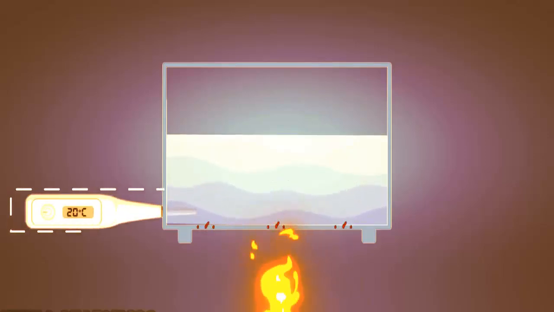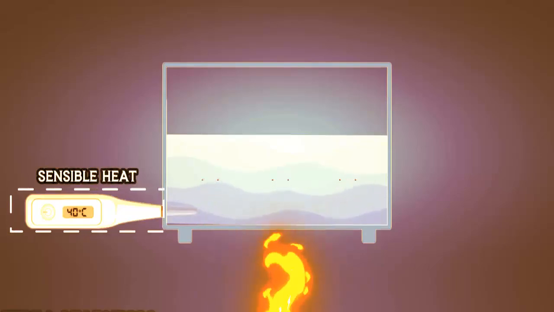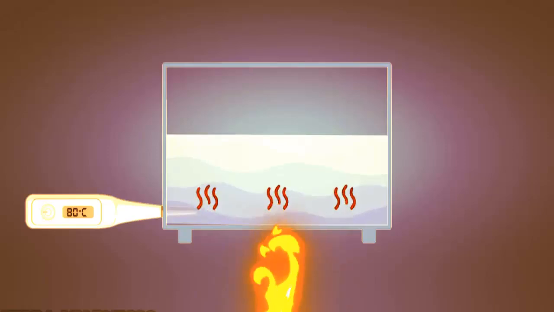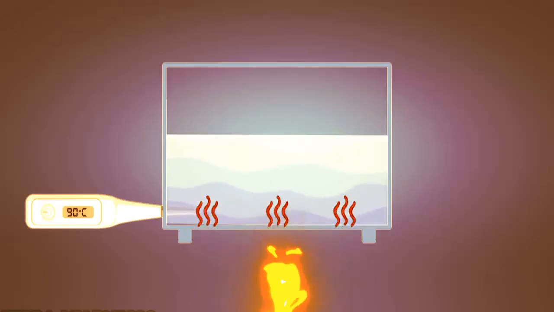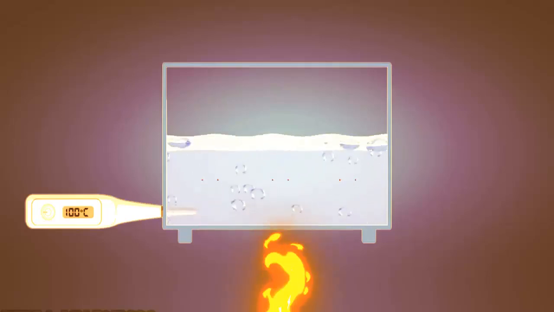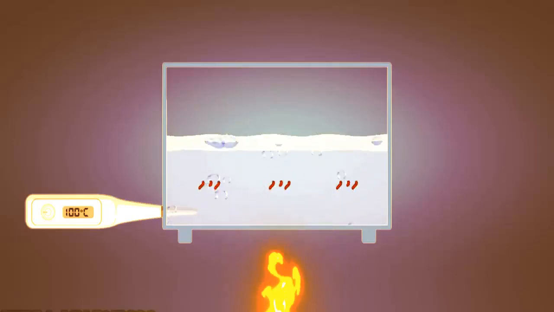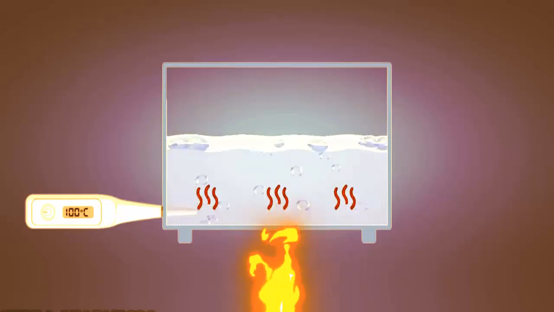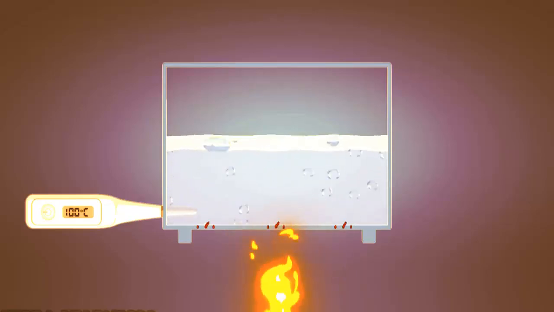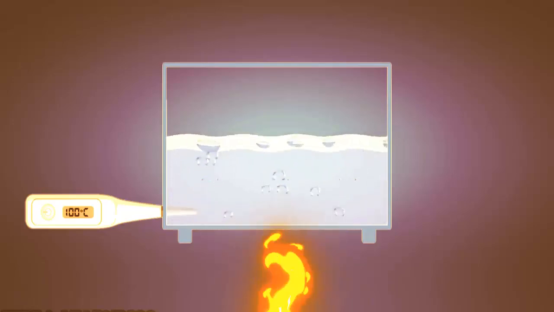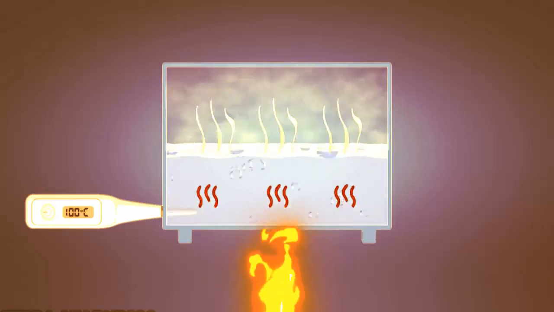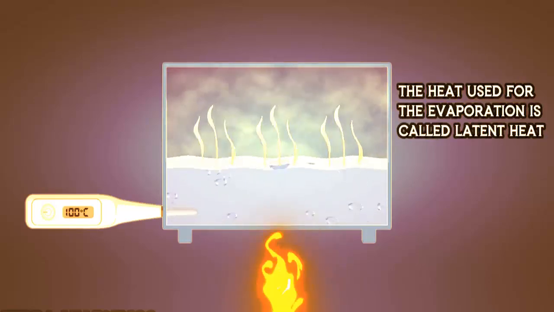If we continuously heat the water, its temperature will increase and reach 100 degrees Celsius, 212 degrees Fahrenheit. However, after reaching 100 degrees Celsius, 212 degrees Fahrenheit, the water temperature will not increase further. Even then, the heat we apply will be used to convert the water from a liquid state to a vapor state. This heat required for evaporation is called latent heat.